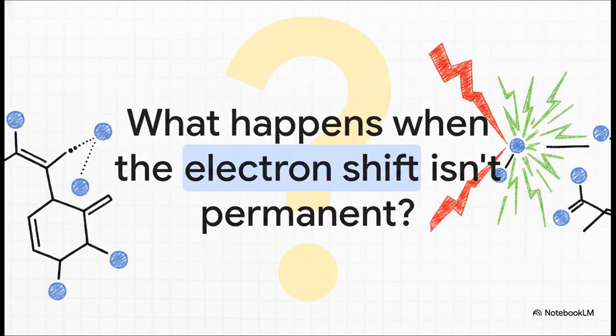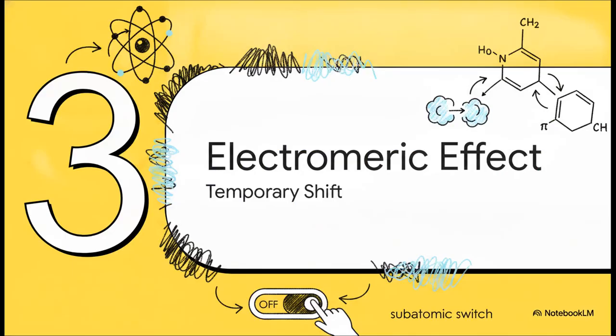All right, so that covers the permanent shifts. But what happens when the electron shift isn't permanent? What if the molecule just reacts instantly to a sudden outside attack? Section 3, electromeric effect, flipping the subatomic switch.